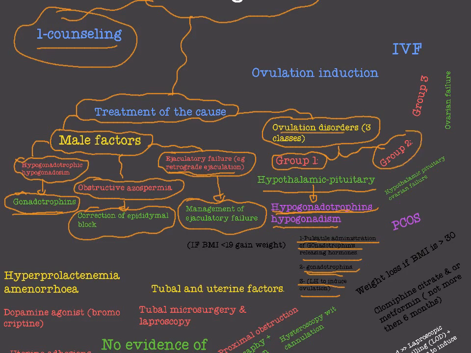What is the second group of ovulation disorders? The second group of ovulation disorder is hypothalamic pituitary and ovarian failure. The first group was just hypothalamic pituitary, the problem was in the upper centers, but here in group 2 we have hypothalamic pituitary ovarian failure, and the most important example of group 2 ovulation disorder is PCOS, polycystic ovarian syndrome.